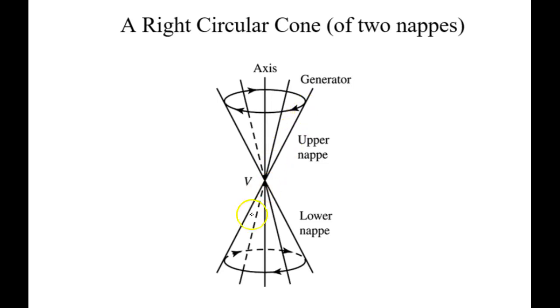We have this line that goes across the upper nappe and the lower nappe through the vertex. And that line, if we would rotate it about this vertex, that's where we get this circular motion. That line is called the generator. And then we also have what's called the axis. That's our vertical line that goes through the vertex and then in between the center of the lower and upper nappes.